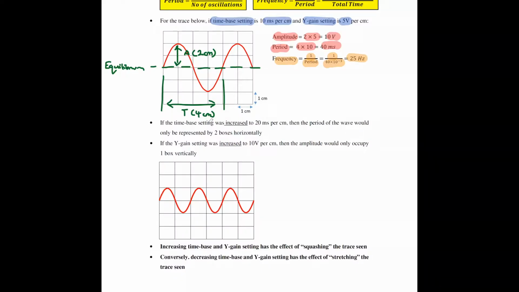For the same wave, if the time-base setting was increased to 20 milliseconds per centimeter, double the previous value, then the period of the same wave will only be represented by 2 boxes horizontally, as shown here. Similarly, if the Y-gain setting was increased to 10 volts per centimeter, double the previous value, then the amplitude of the same wave will only occupy one box vertically, as shown here.